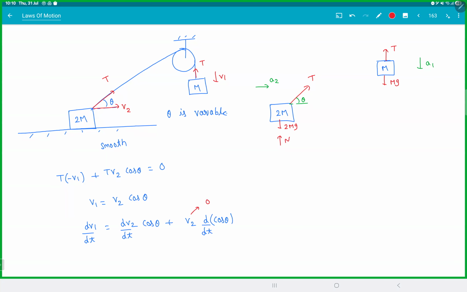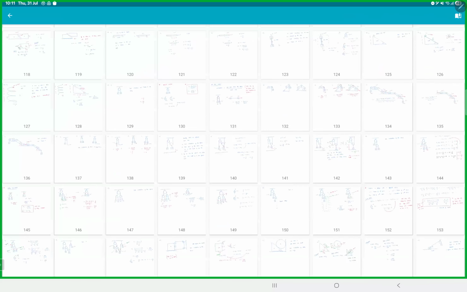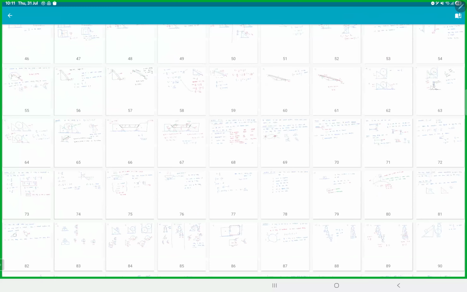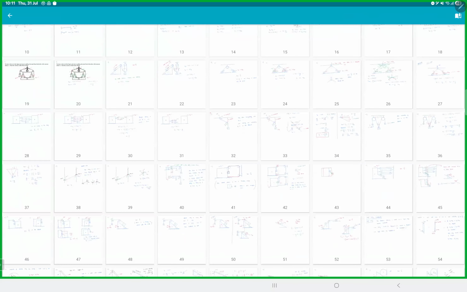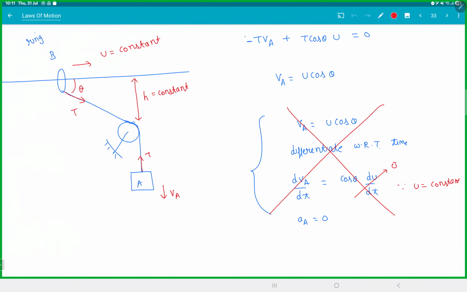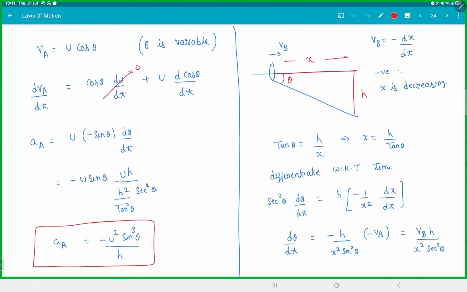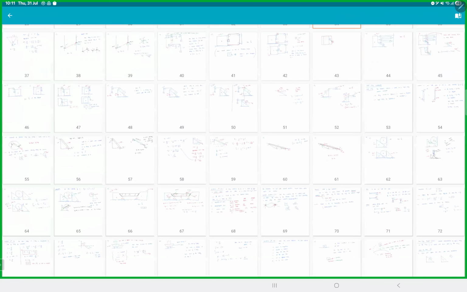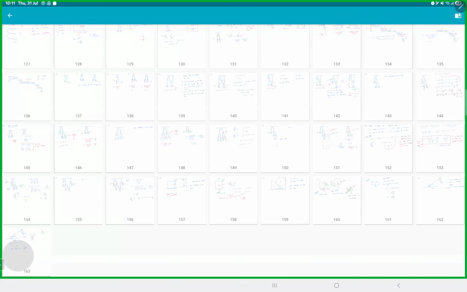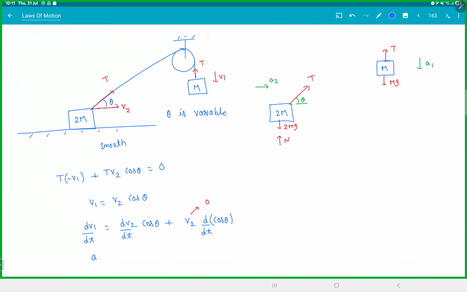So if initially it was not released from rest, that acceleration term will come, it gets pretty messed up. I hope you remember that problem which we have done. In this question, if you remember, you cannot directly say a is equal to v cos theta here. You have to do all the differentiation and do all this stuff. So if theta is changing, you cannot use that thing for acceleration. Since luckily here it became 0, you get a1 is equal to a2 cos theta.